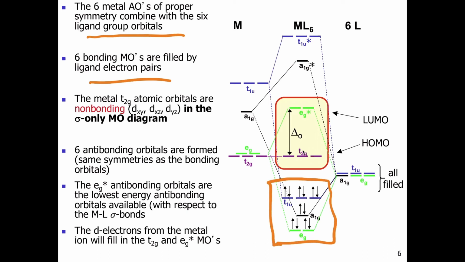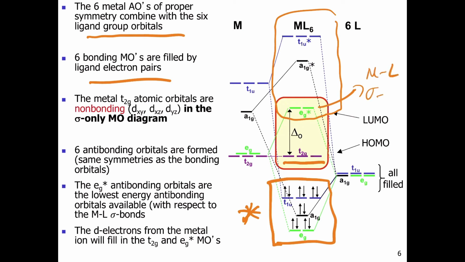And of course, the metal-only T2G atomic orbitals are non-bonding. That's why they just walk right over in the MO diagram in this picture. And then the 6 anti-bonding orbitals that are formed as the complementary pair to those are all located up here. And the most important part of that is that the EG star orbital is the lowest energy anti-bonding orbital, and it's anti-bonding with respect to the metal ligand sigma bonds.